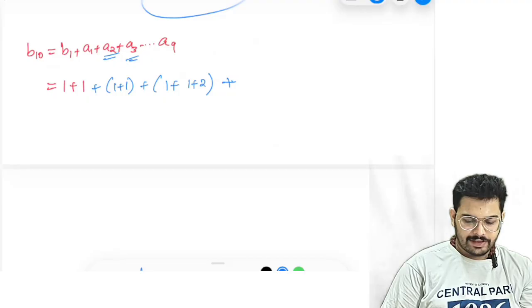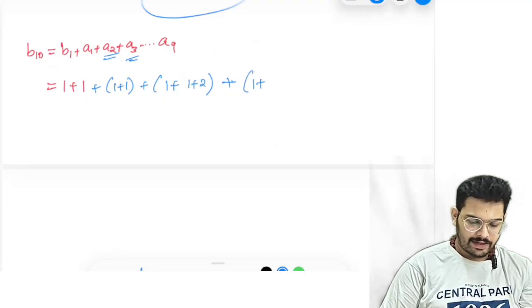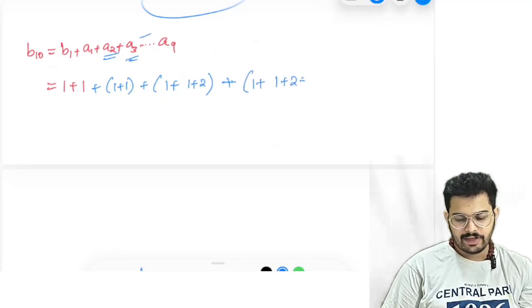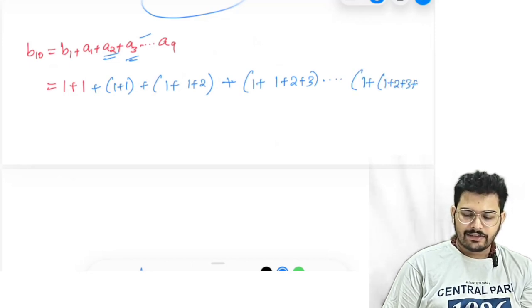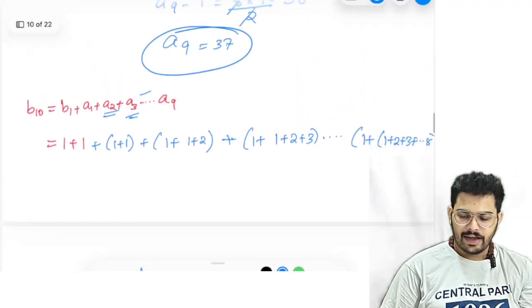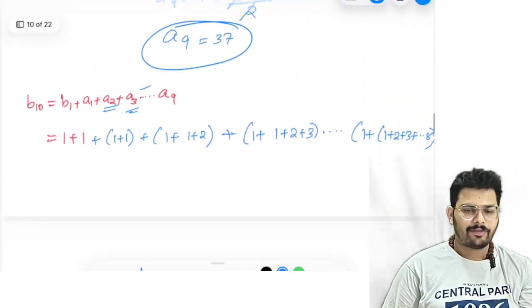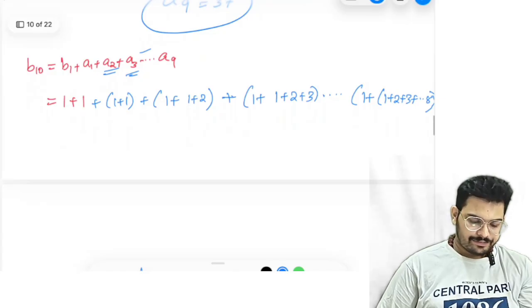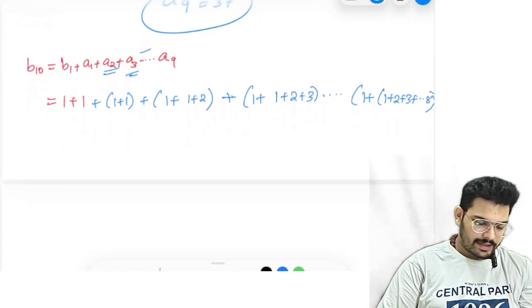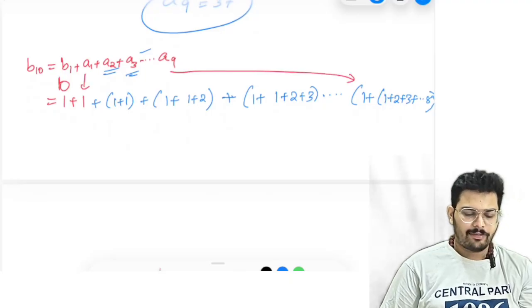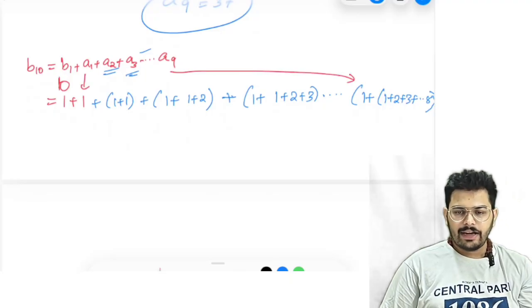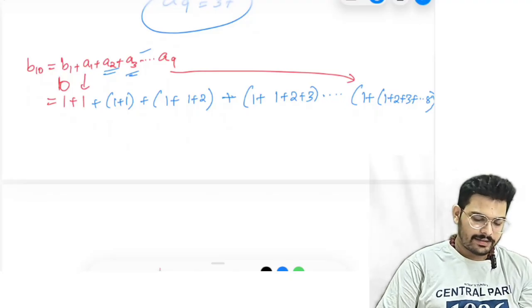And a4 will be equal to 1 plus 2 plus 3. And at the end a9 will be equal to 1 plus 1 plus 2 plus 3 and so on till 8, because the numbers just before it will be added. Here, if you take how many terms are there, b1 is there, and from a1 to a9 there are a total of 9 terms plus the b1 term.